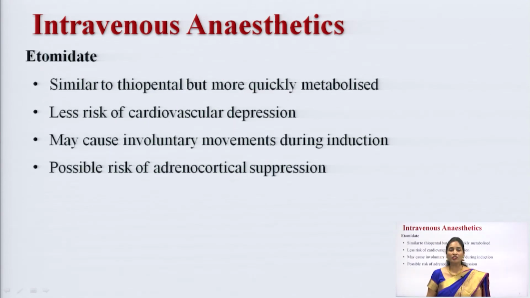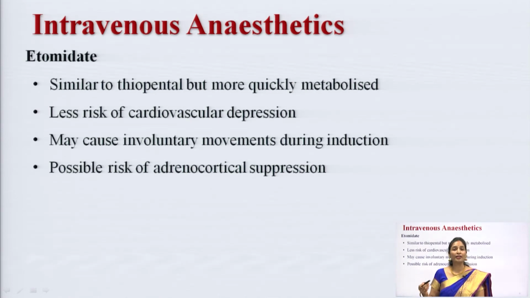Okay. And the next intravenous anesthetic, what is the next intravenous anesthetic? Etomidate. Etomidate is an intravenous anesthetic which is similar to thiopental, but it is more quickly metabolized. In the previous slide I explained that thiopental will not be metabolized. How will it be terminated?